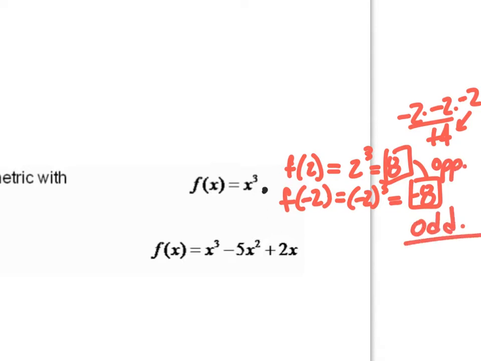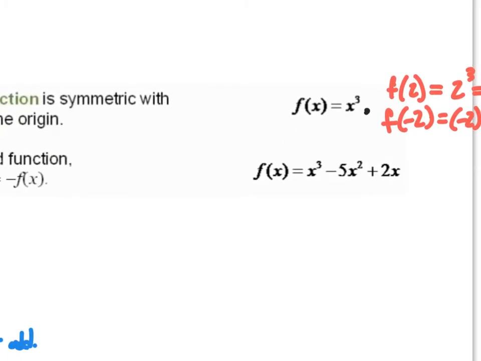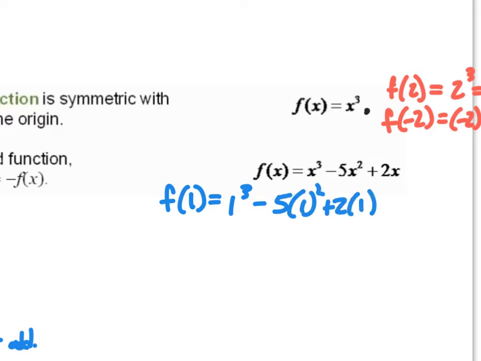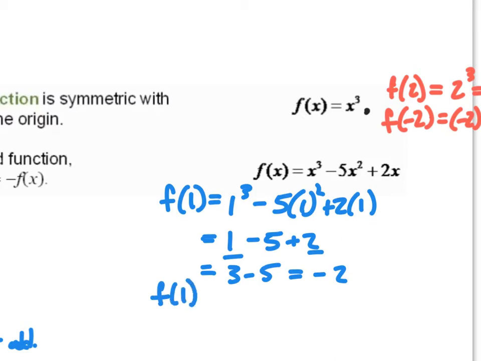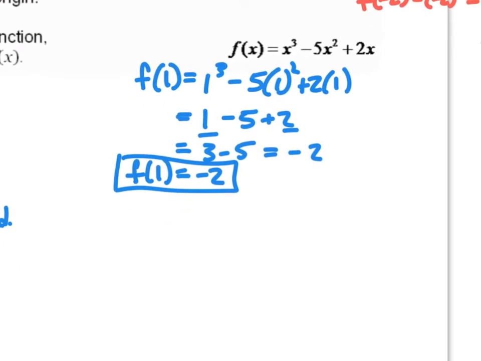Now let's do the same thing over here. I'm going to plug in, say, negative 1 and 1. So f of 1 is equal to 1 cubed minus 5 times 1 squared plus 2 times 1. 1 squared is 1, so minus 5 and then plus 2. So 1 plus 2 gives me 3, minus 5 gives me a value of negative 2. So f of 1 is equal to negative 2. What I'm looking for is what happens when I plug in f of negative 1.